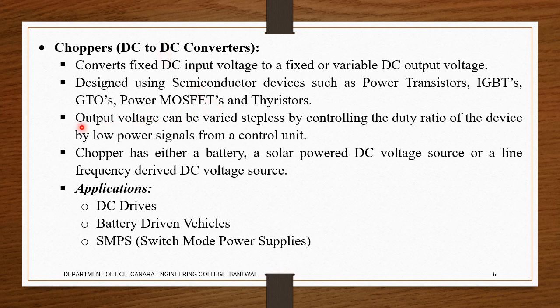The output voltage can be varied steplessly by controlling the duty ratio of the devices by a low power signal from a control unit. What is the duty ratio? It's the on and off cycle with which we can make a variable DC supply: for which duration it has to be on. The chopper usually has either a battery, solar power DC voltage source, or a line frequency derived DC voltage source. So all should be DC, a DC source converted to DC.